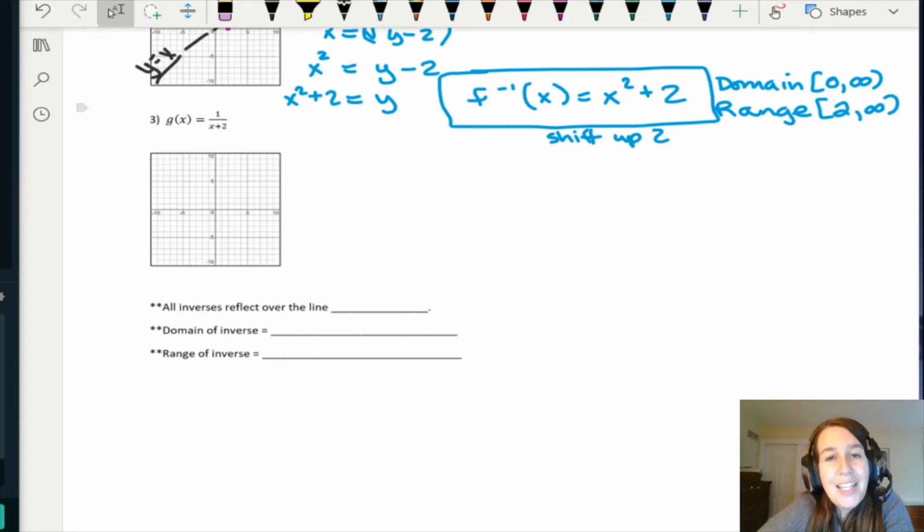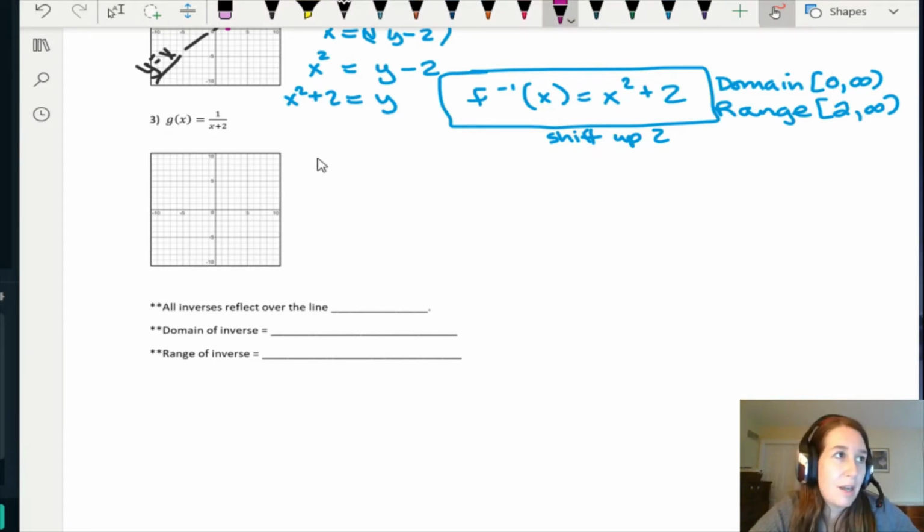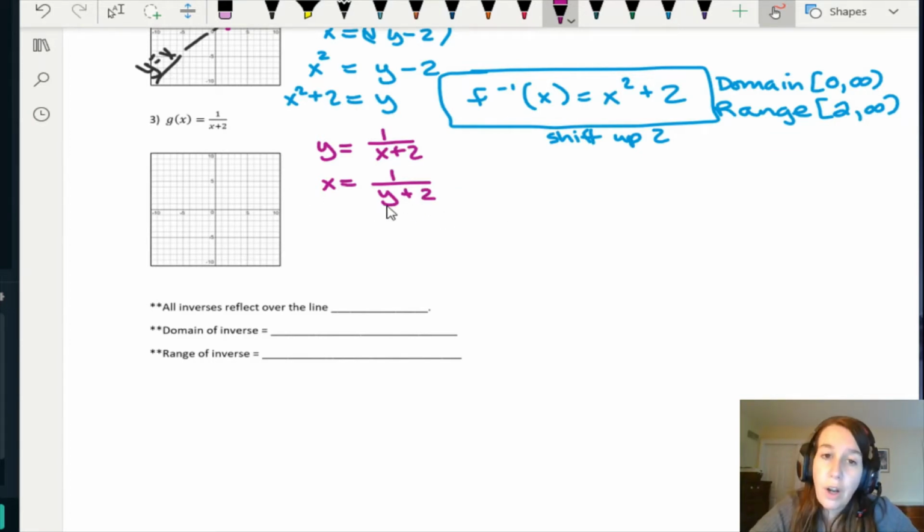To wrap up inverses, let's do one more example problem, and that is with a rational function. So we have g of x is equal to 1 over x plus 2. So we're actually going to create the inverse, g inverse of x this time, of course. So let's start by writing y equals 1 over x plus 2 and then switching the x and the y. Okay, so this is our inverse, but we need to solve for our new y.